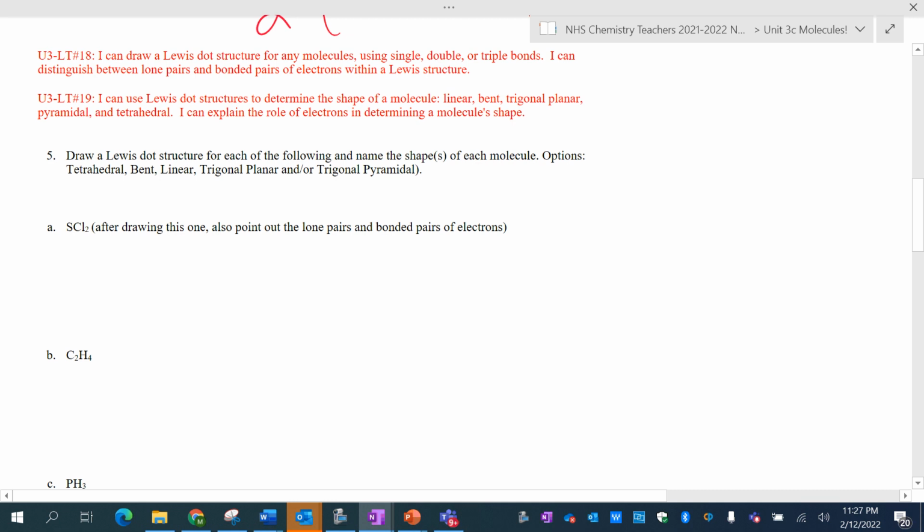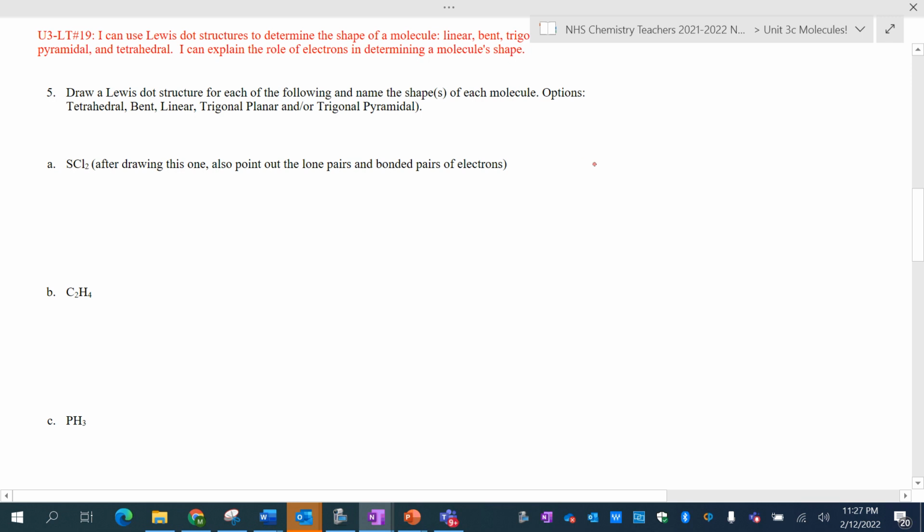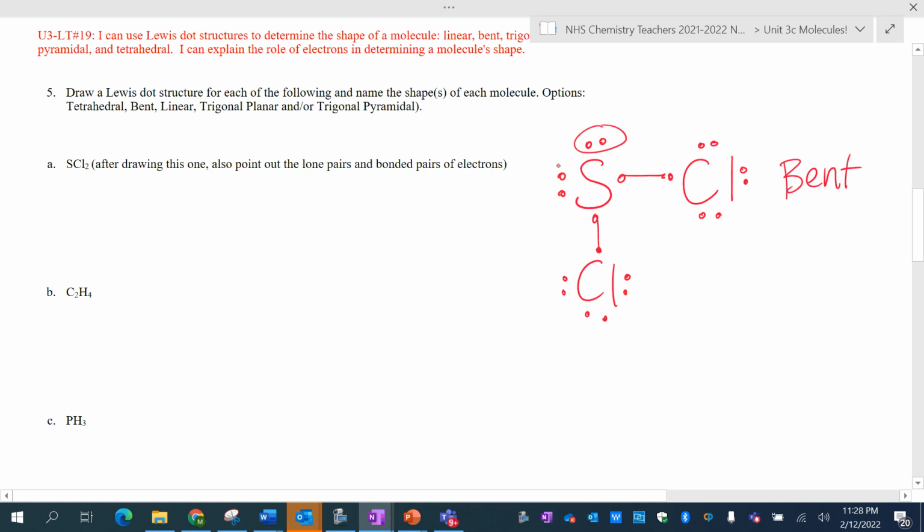Next, draw a Lewis dot structure for each of the following and name the shape of each molecule. So we've got SCl2. I'm going to do S has 6 because it's in group 6A. I'm going to point the lonely electrons toward the chlorines. Chlorine has 7 because it's in group 7A. Boom, boom. This would be a bent shape because these lone pairs push down on those chlorines.